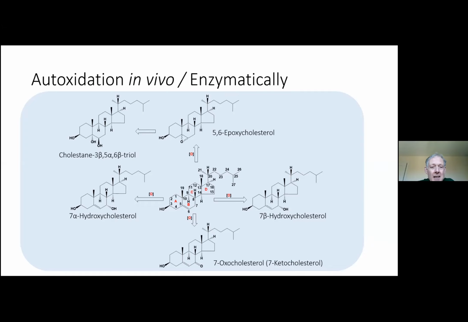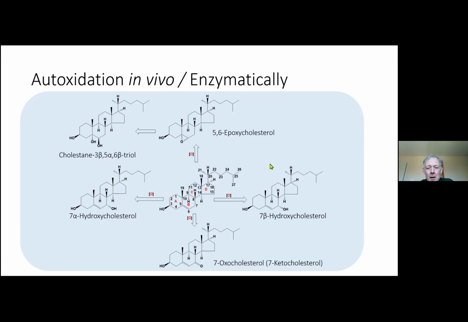So all of these autooxidation products can be formed both artifactually, and they also can be formed endogenously. They can be formed endogenously by, as I said, free radical reactions. They can also be formed enzymatically.